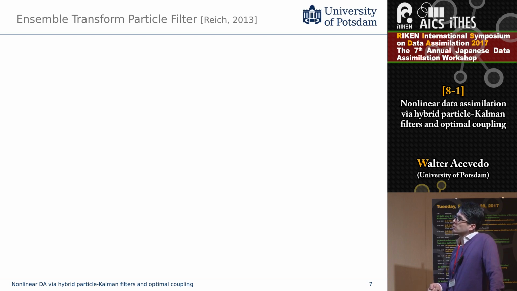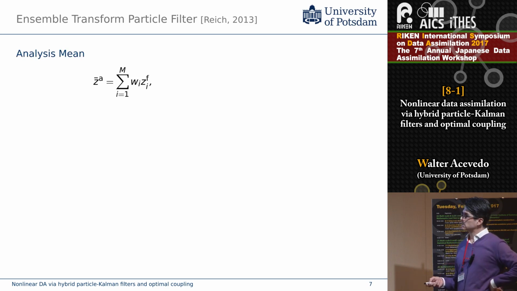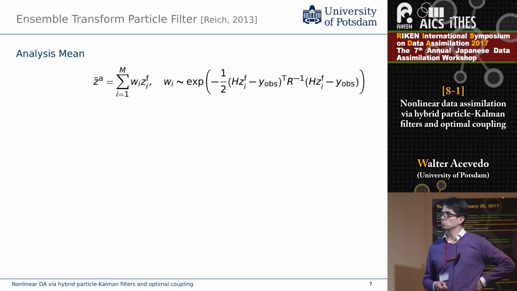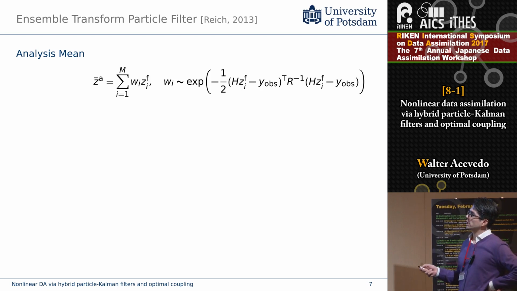Now, regarding the particle filter, we will use the Ensemble Transform Particle Filter introduced by Reich, which considers the update step as a joint probability between the forecast and the analysis. This joint probability should have as marginals the weights of the forecast and the analysis. And this can be expressed very easily like this. So every analysis particle is given by a weighted average of the forecast, where the weights are proportional to the likelihood function, and they are furthermore normalized.